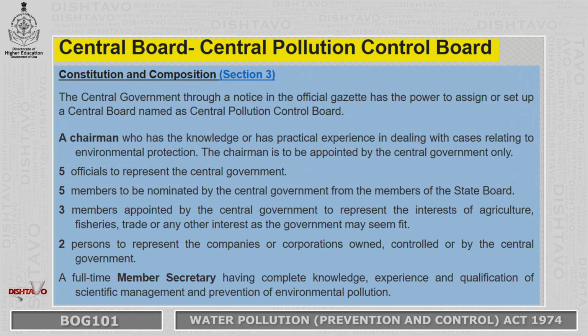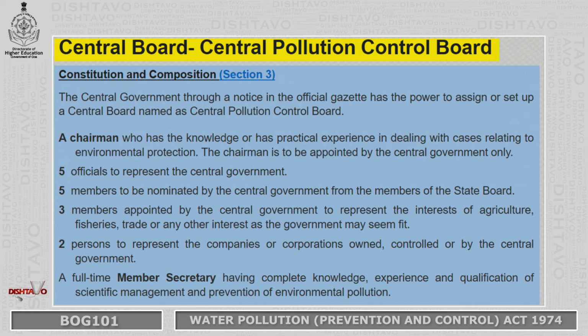Now it is composed of these members. There is a chairman who has the knowledge or practical experience in dealing with cases relating to environmental protection. The chairman is to be appointed only by the central government. Then there are 5 officials which represent the central government. Plus there are another 5 members to be nominated by the central government, and these 5 members are from the members of the state boards. So in order to have people in the central board, you have to have a state board in your state.